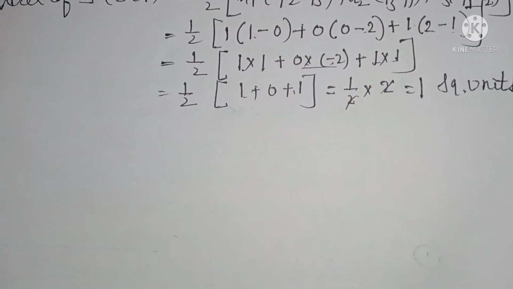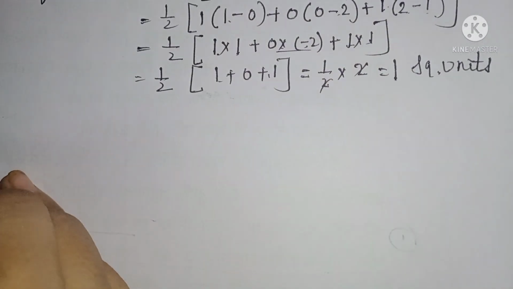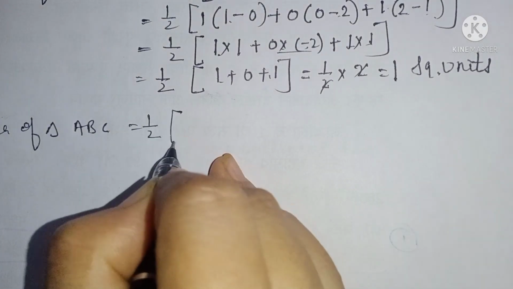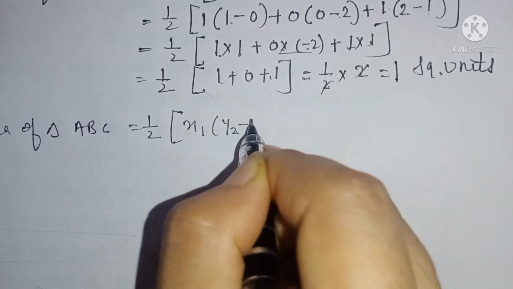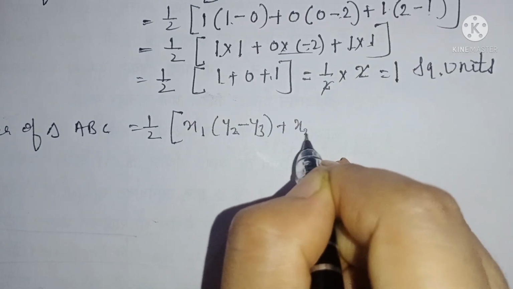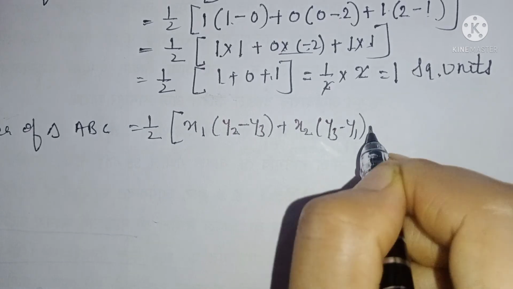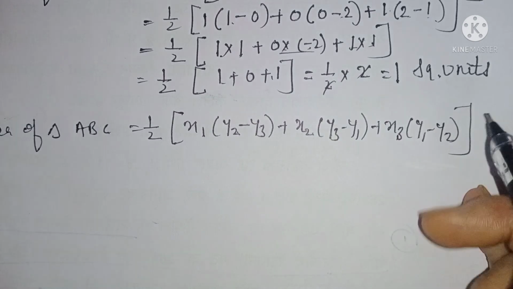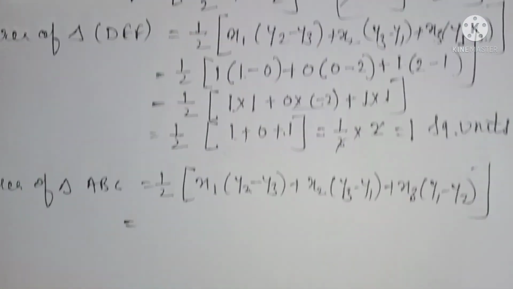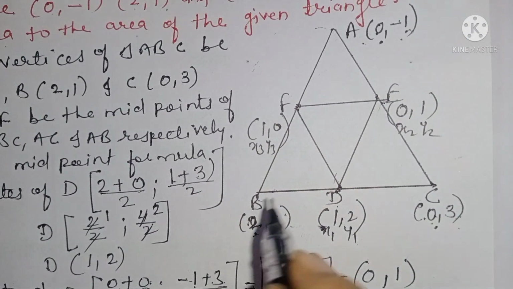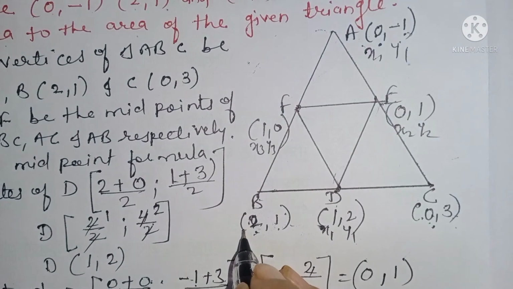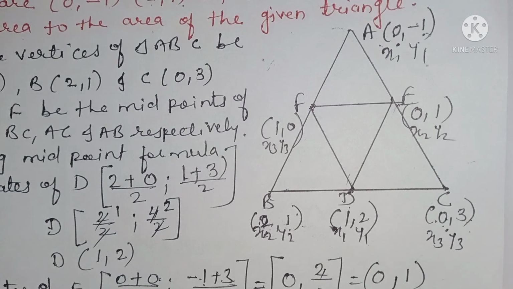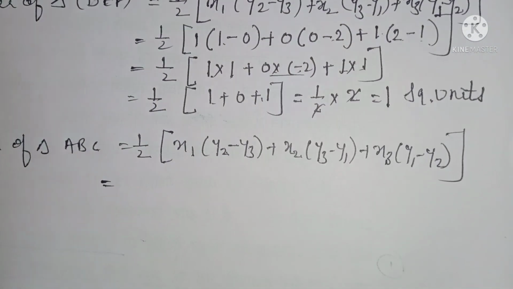Now let's find the area of triangle ABC. Now the area of triangle ABC is equal to half in bracket x1 (y2 minus y3) plus x2 (y3 minus y1) plus x3 (y1 minus y2). Now substitute the vertices of ABC as x1 y1, then ये होगा आपका x2 y2 और ये है आपका x3 y3. नाउ सब्सटीट्यूट द वैल्यू x1 एज 0. ठीक है, आपके सामने है वैल्यू.